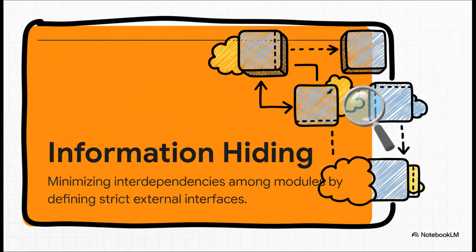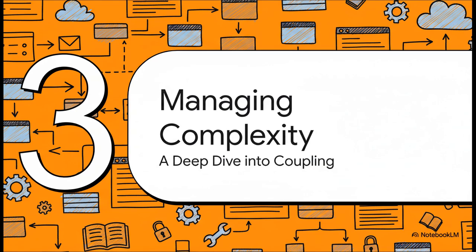It means you can completely change how a module works on the inside, maybe make it way more efficient, and as long as you don't break that public contract, the rest of the system won't even notice. Now, that idea of modules being independent is so critical that we're going to dedicate a whole section to it. So let's talk about managing complexity by taking a deep dive into a concept called coupling.